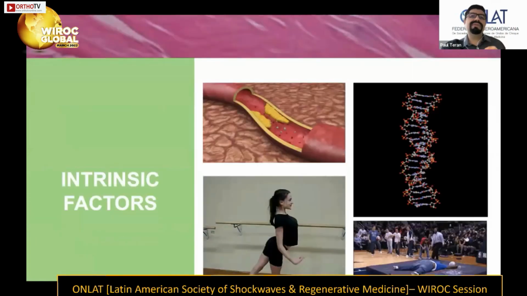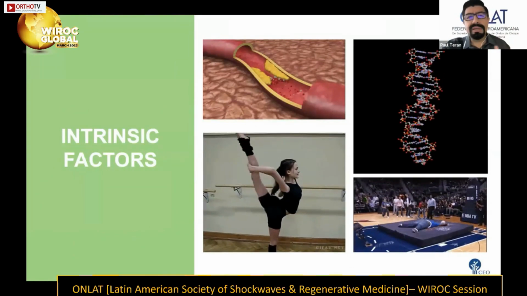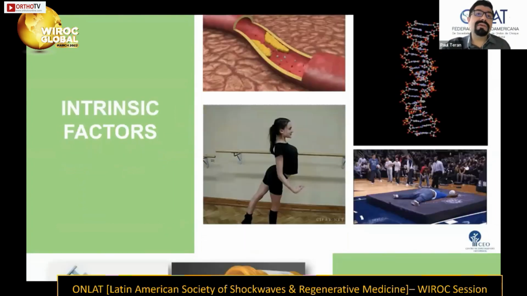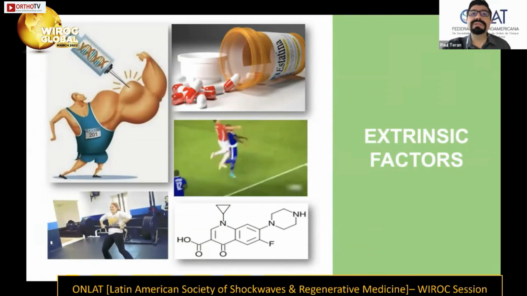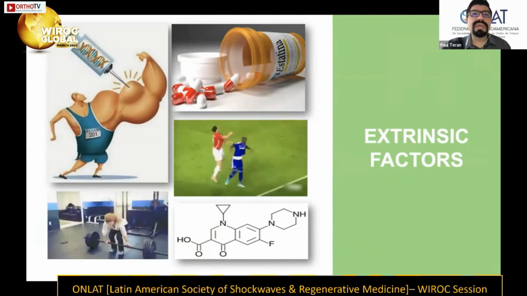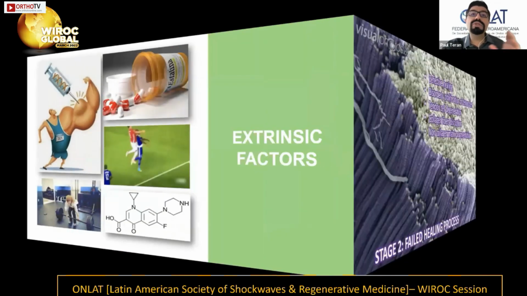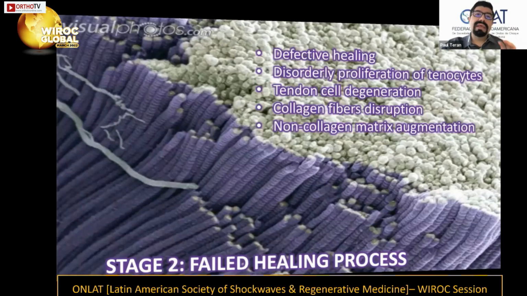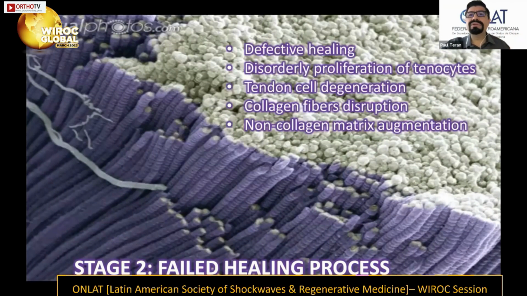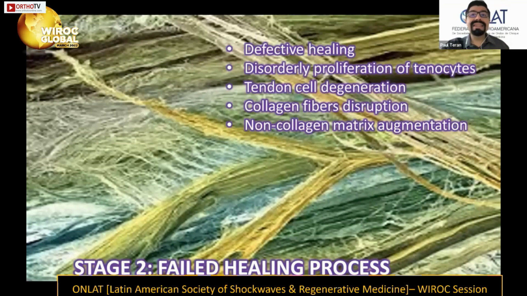When there are intrinsic factors, such as dyslipidemia, genetic factors, hypermobility, overweight, and others, or extrinsic factors, such as the use of corticosteroids, statins, previous ligament injuries, consumption of quinolones, or poor sports technique, we move on to phase 2, where the tendon healing process fails. In this stage we have disorders of tenocytes, proliferation, degeneration of the tendon cells, disruption of the collagen fibers, and an increase in non-collagenous matrix.